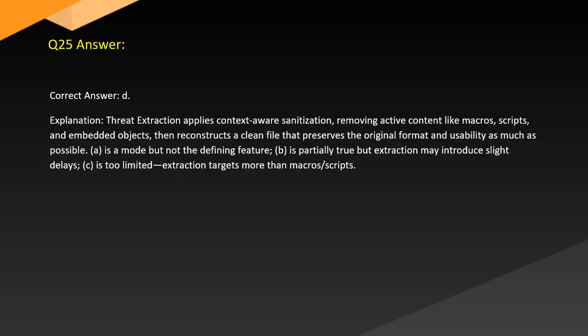Answer. Correct answer: D. Explanation: Threat extraction applies context-aware sanitization, removing active content like macros, scripts, and embedded objects, then reconstructs the clean file, which preserves the original format and usability as much as possible. A is a mode but not the defining feature. B is partially true, but extraction may introduce slight delays. C is too limited. Extraction targets more than just macro scripts.